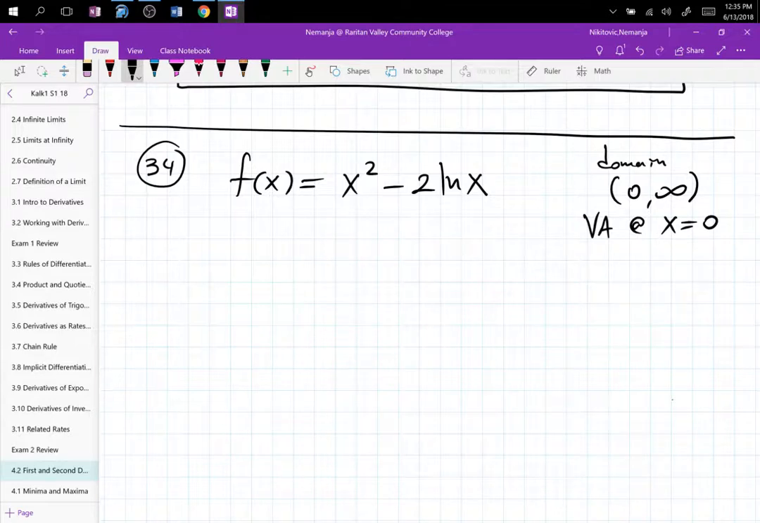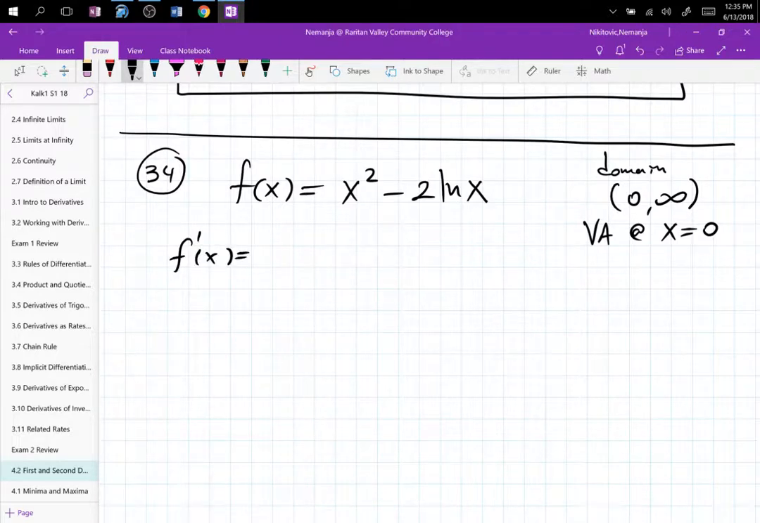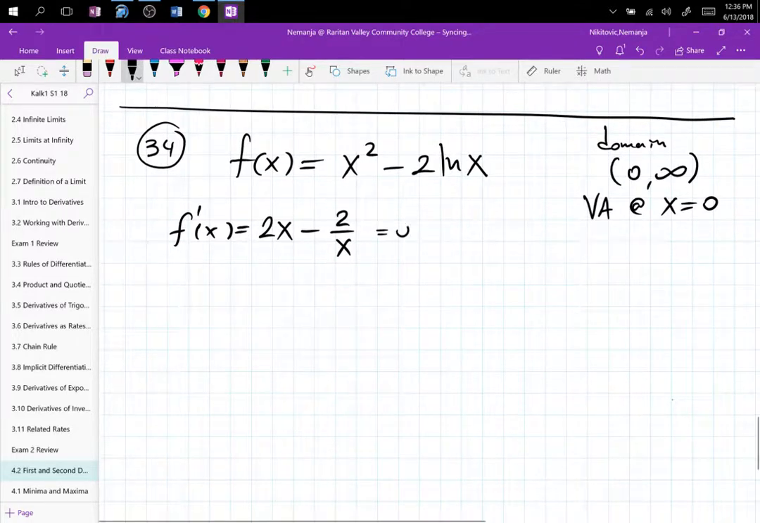All right. Now we can do the first derivative and see what we can calculate. So f prime of x is equal to, what's the derivative of x squared? Very good. And what's the derivative of ln x? Excellent. All right. So we have our first derivative to be 2x minus 2 over x. Now we set that equal to 0 to find our critical numbers so we can do the partition.